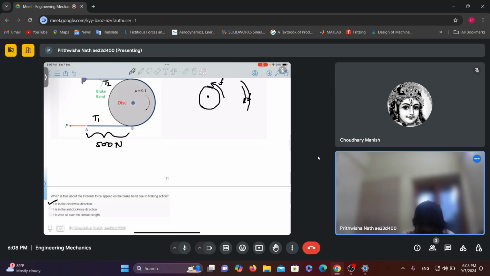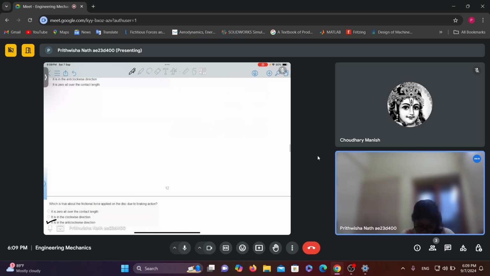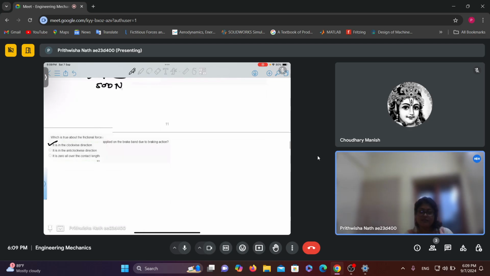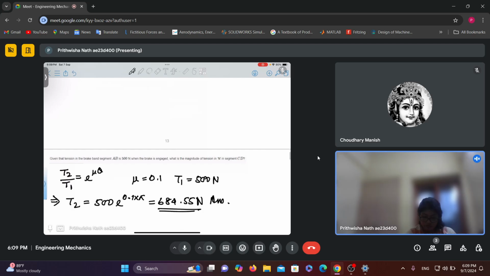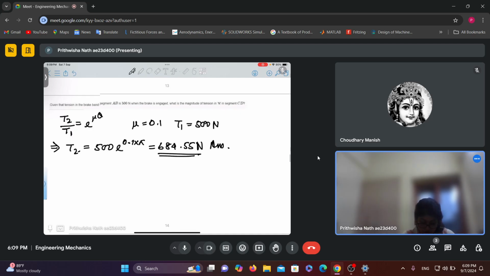For the first part, what is true about the frictional force applied on the brake band? We can see from the figure that it should be in the clockwise direction. Similarly, which is true about the force applied on the disc? Frictional force applied on the disc should be in the anti-clockwise direction. And in the final part of the problem, we need to find the tension in the segment CD, which is T2 for this problem. We just simply substitute the values and get T2 as 684.55 Newton.